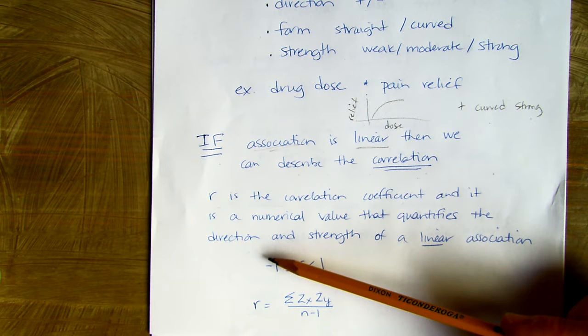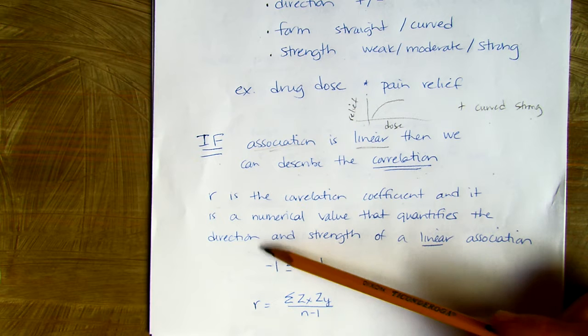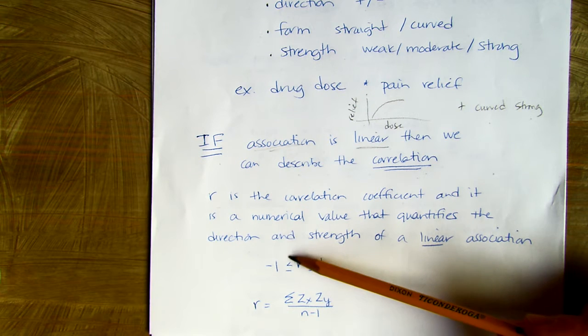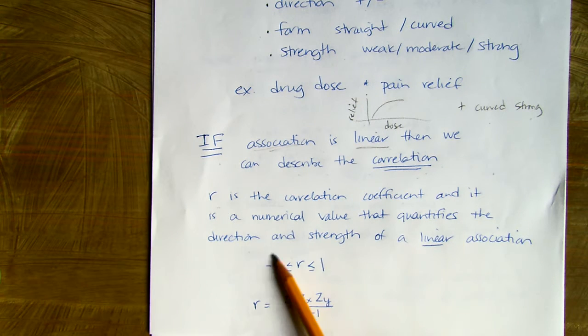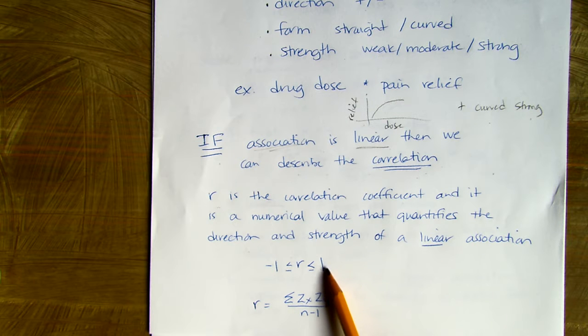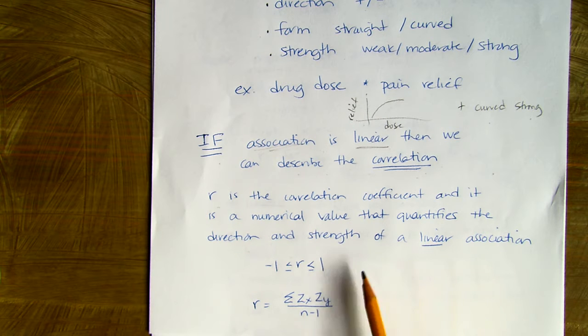As the cost of something goes up, or as the price of something goes up, the sales might go down. So it quantifies the direction and the strength. If it's 1, they're perfectly related. If it's -1, they're perfectly related, but negatively. If it's +1, they're perfectly related, but positive. So direction and strength of a linear relationship.